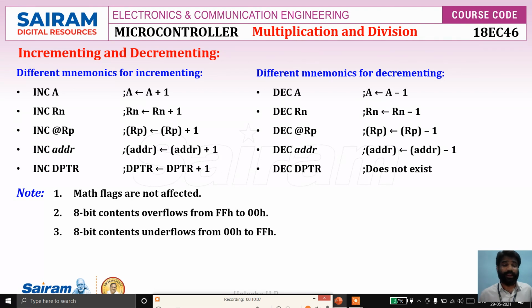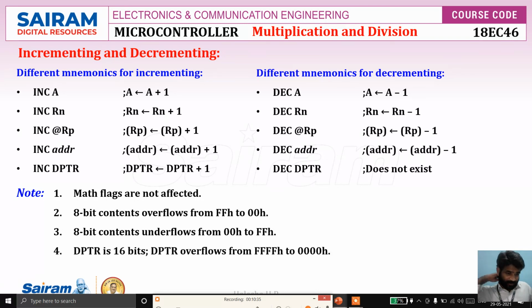And similarly, in the case of decrementing, we keep on decrementing and reach 00. Again, if you subtract 1, we need a borrow and the result is FF. The borrow is not set, so the result becomes FF. This is called underflow from 00 to FFH.